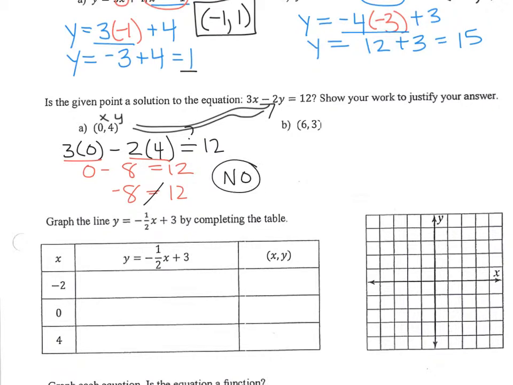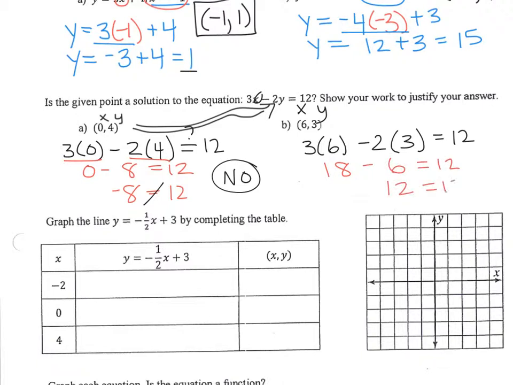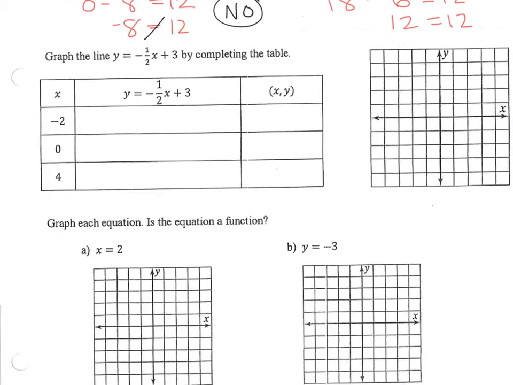Now I'm going to plug in 6 is x, y is 3. So 3, instead of writing x, I'm going to write 6 minus 2 times 3 equals 12. So does 18 minus 6 equal 12? Does 12 equal 12? Yes. So it is a solution. Now the reason that we do this is we can graph.